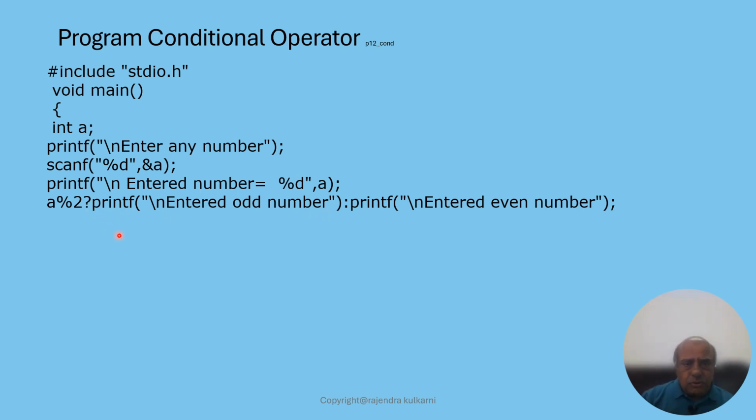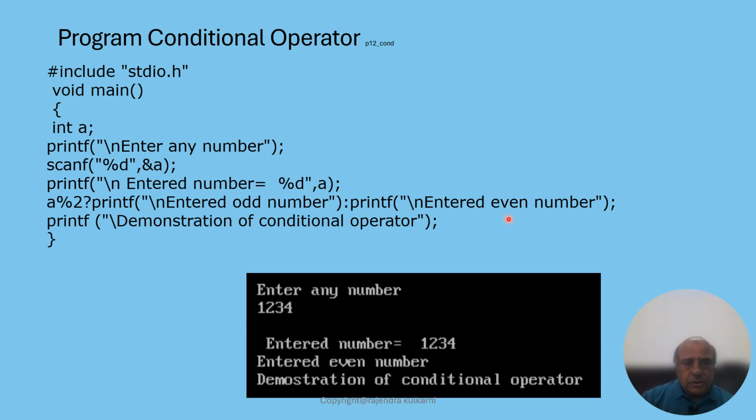If A mod 2 evaluates to 0, "entered even number" will be displayed. So this is a small program which I ran on my machine. I entered 1, 2, 3, 4 as a number. Since 1, 2, 3, 4 is an even number, 1, 2, 3, 4 mod 2 will evaluate to 0, and that will cause "entered even number" to be executed, and "entered odd number" will be ignored.